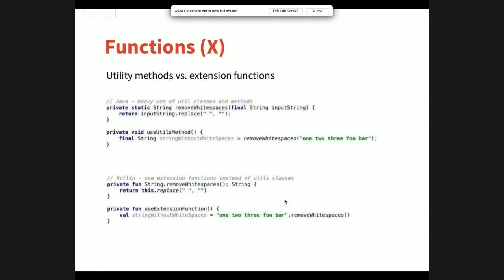And the last thing about functions. So in Java, we use lots of utility classes and methods. And in Kotlin, instead of them, you can use extension functions. So you can write the code like this.